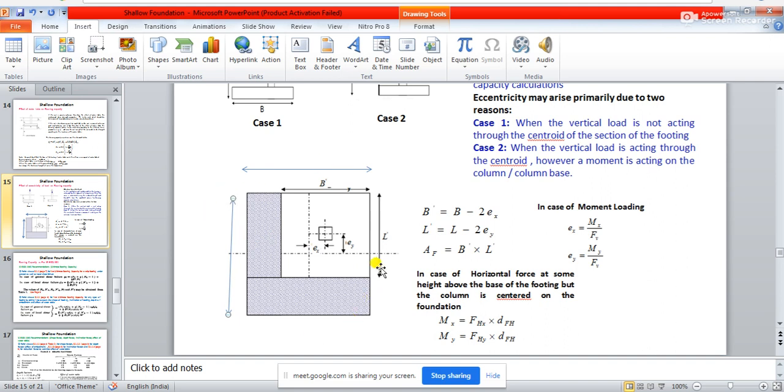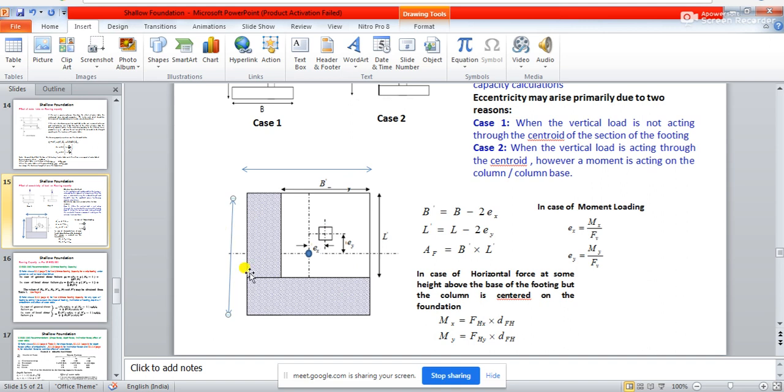Now, you are placing a column here. Because of this L and B, the centroid of the footing will be remaining at this point. This here is the point where the centroid will be. So, if the column were at this position, then you would go with this breadth B and this length L.